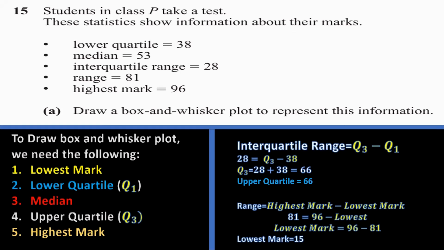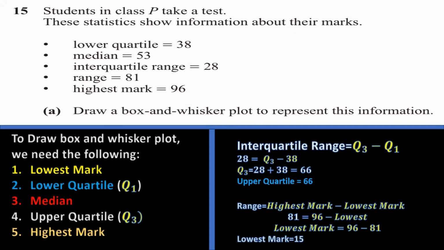But there's no lowest mark. We are given the range and the highest mark, so we can use the relationship between range, highest mark and lowest mark to work out what we need. Here, we need the lowest mark. Range is 81, highest mark is 96. So we do 81 equals 96 minus lowest mark.